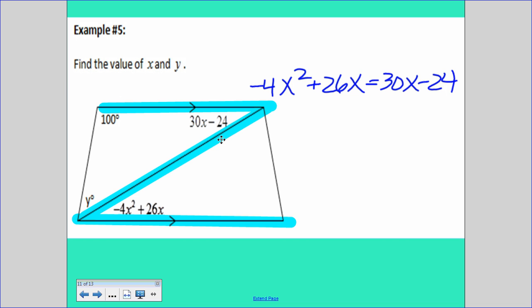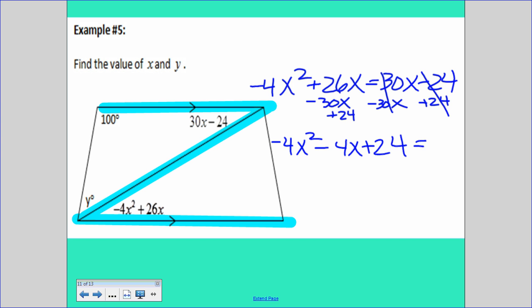Even before that. Jennifer? Get 0 on one side. So I'm gonna minus 30x on both sides. And I'm gonna add 24. I'm doing it all in one step because we're in geometry now, not algebra 1. We should be able to move things in unison.